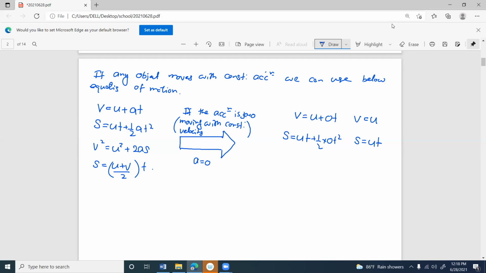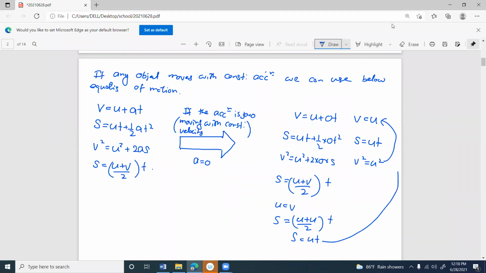The next one, v² = u² + 2 × 0 × s. Then v² = u². Again, it comes to this equation, v = u. Right? s = ((u + v)/2) × t. Therefore, we know that u equals v. Therefore, you can say s = ((u + u)/2) × t. That is again s = ut. Again, it comes to this equation.